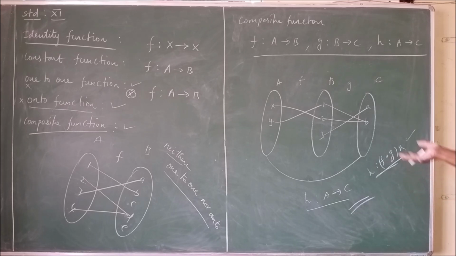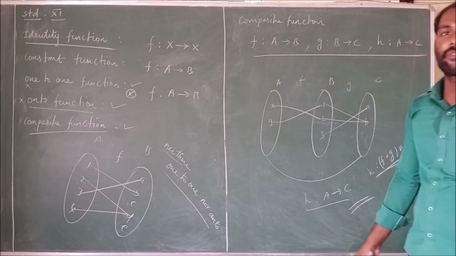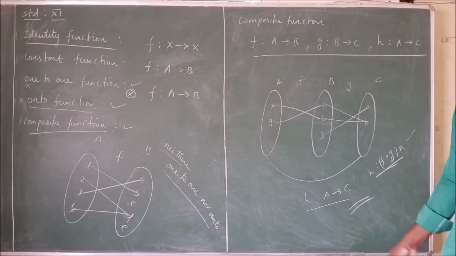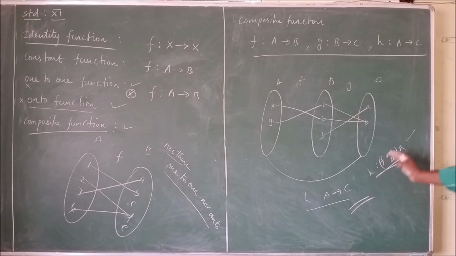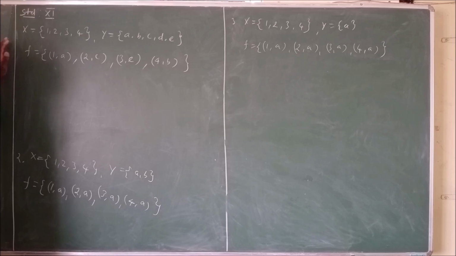Clear that? So the three most important basic definitions are one-to-one, onto, and composite function. In the next class we will see some examples: one-to-one function, onto function, constant function, identity function. One by one I will discuss what each function is.